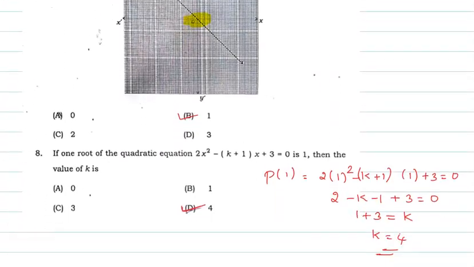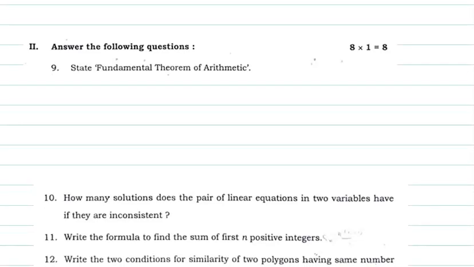Now I am moving on to the second main, that is 1 mark section. State fundamental theorem of arithmetic. As we all know, fundamental theorem, BPT and all the criterion statements and also corollary statements, converse statements are very important for the examination. Let us try to state this.